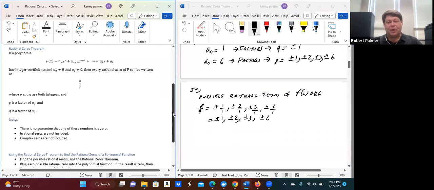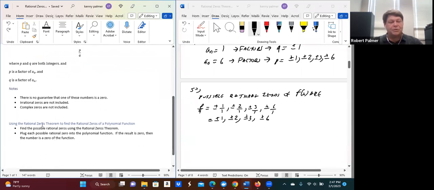So let's take a look at the next part back over to the left. Using the rational zeros theorem to find the rational zeros of a polynomial function, finding the possible rational zeros is what we did. So what we do is test each one. We're not going to do all of them, because that would be testing 8 different possibilities. But for example, you could test each one.